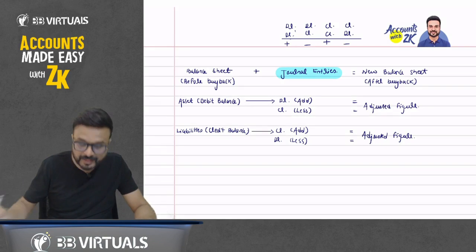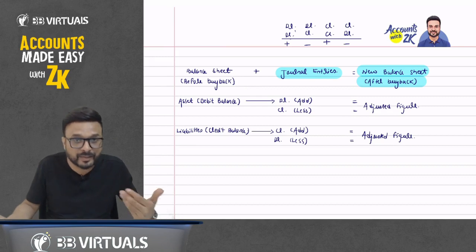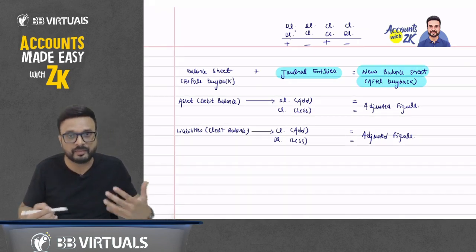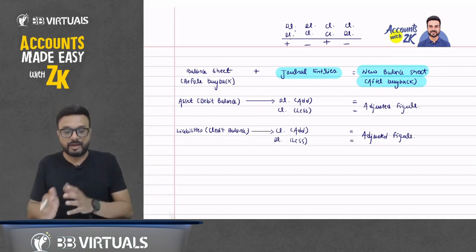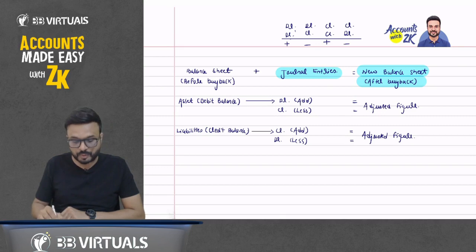They will ask you to pass journal entries of the adjustment given in the question and prepare the new balance sheet, that is, after buyback. What will they give in the question? They will give the balance sheet before the buyback, and they will give some adjustments. So we have to pass journal entries on the basis of the adjustments, and after passing them, we have to prepare the balance sheet after buyback.